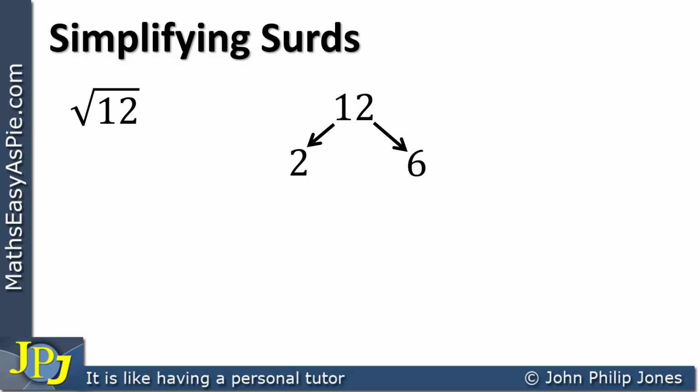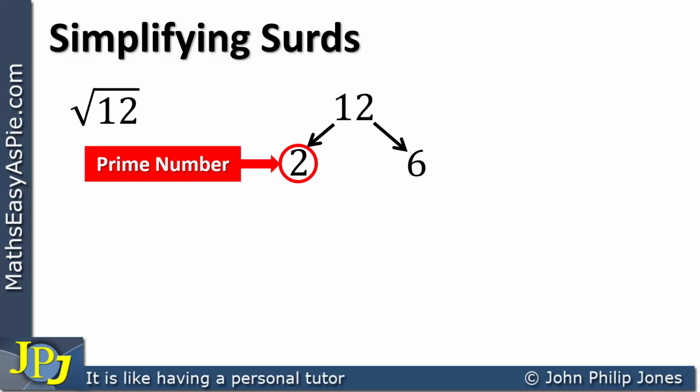Now, if you have a look at the 2, it is an example of a prime. And what this means is that this is the branch of a factor tree, and this branch stops because we've just found a prime number. Now, 6 is not a prime number, so now I ask, what two numbers can I multiply together to give me 6? And the answer is 2 times 3.